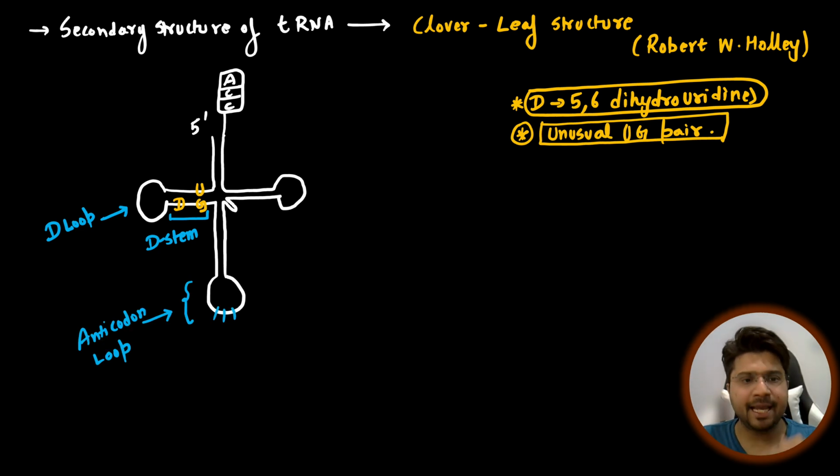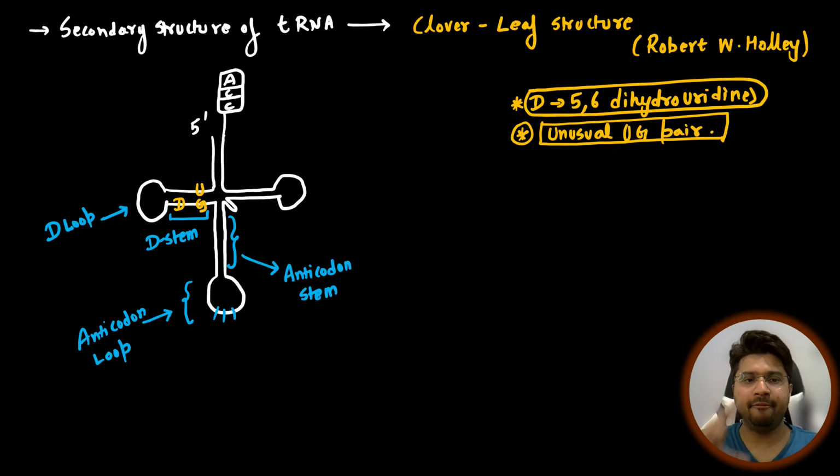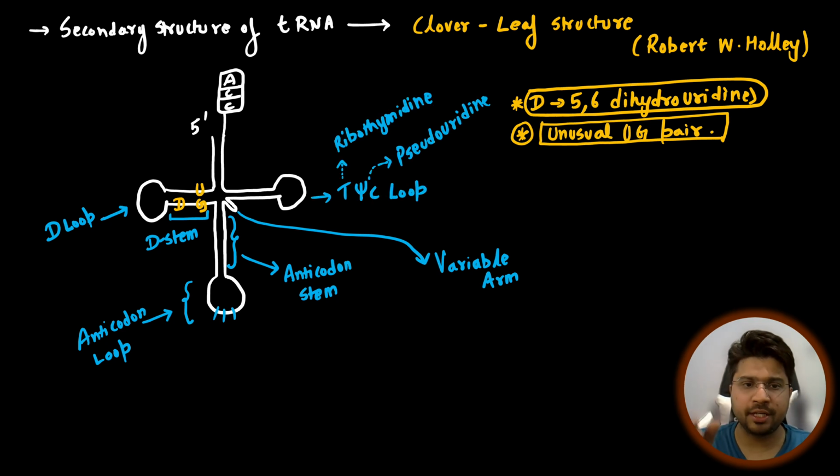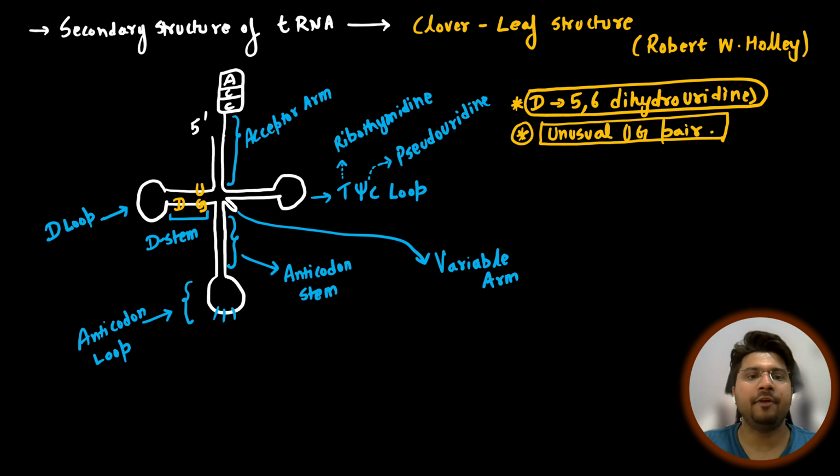Then when we move down, we have the anticodon loop. Then we have the stem which supports the anticodon loop, called the anticodon stem. And then we have another structure called the variable arm. Moving towards the right, we have another loop called the T psi C loop. T represents ribothymidine and that psi symbol is pseudouridine, because these are the unusual bases present within that loop. And then we have the acceptor arm towards the 3' end, on top of which you are seeing 3 conserved nucleotides. That is, they are not going to change in most cases, called ACC, right?